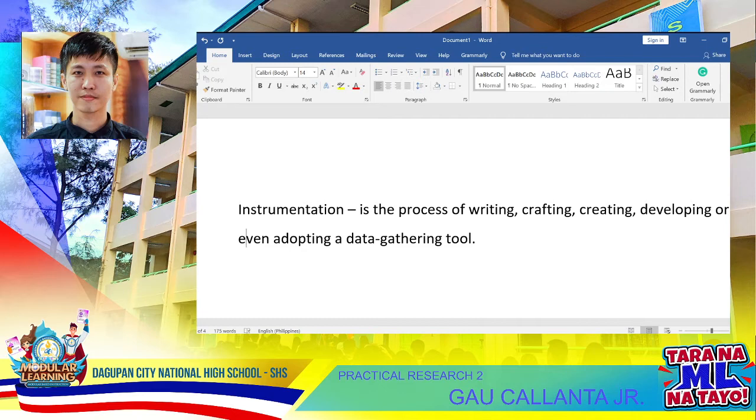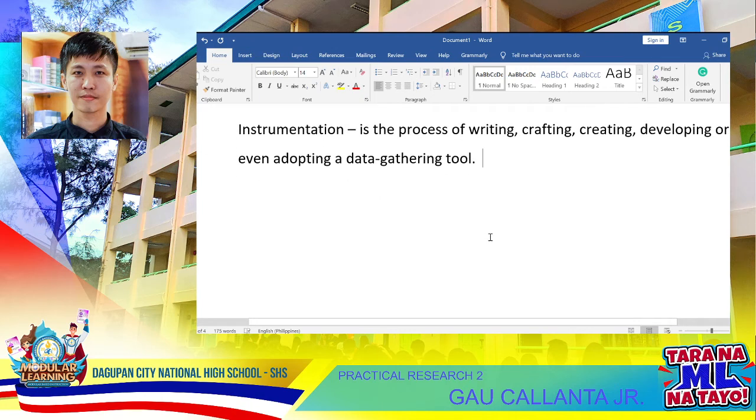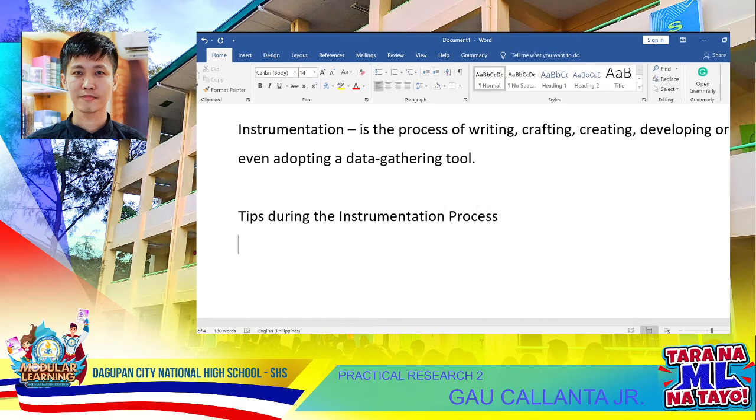Now, I'm going to give you some guidelines or tips during the process of instrumentation. Now, let's proceed. Tips during the instrumentation process, or during the writing of your instrument. When writing your instrument, you do not just write questions because you think it is needed, because you think it has to be there, you think it is relevant.